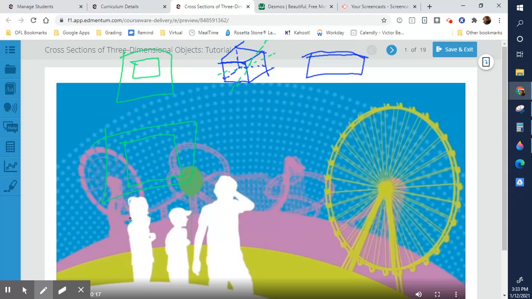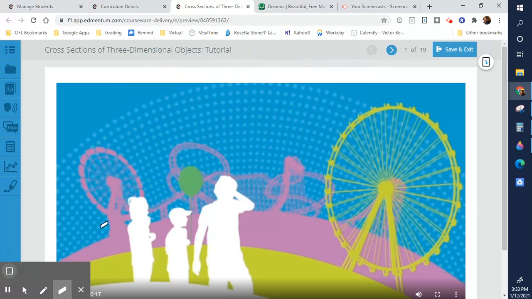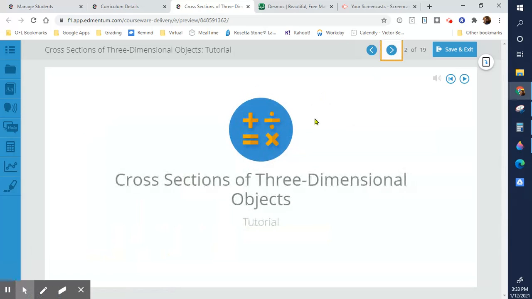Or what if you do cross sections on the corner? On the corner of this, you would end up getting something like a triangle because you're cutting right here at an angle, which makes a little corner. So cross sections seem very basic, but you do have to think about it a little bit. And they're going to give us some tools to work with it as well. So let's get into cross sections.